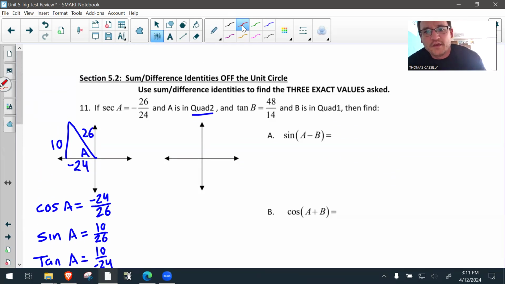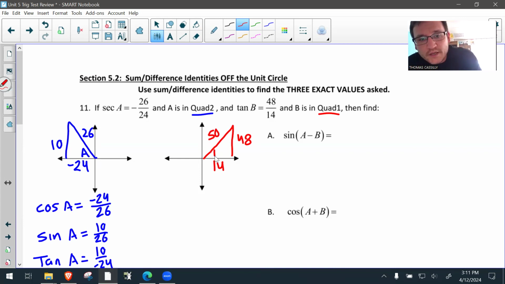The next one is angle B. Angle B is in quadrant 1, and the tangent of this one is the opposite over the adjacent. So we have a 48, we have a 14. Let's run through the Pythagorean theorem again. 14 squared plus 48 squared gives us 2,500. Square root the 2,500, and you're going to get 50 right here.